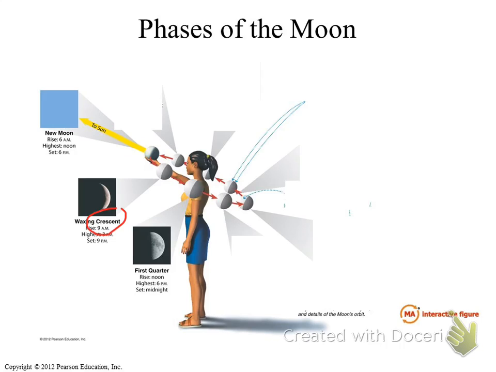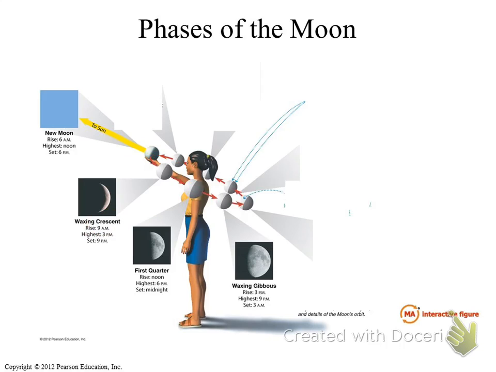The other term, and I covered it up, is waxing, if it's getting bigger. So she's right here. Can you see what angle that is between the sun, the earth, and the moon? Right angle, exactly. Our quarters occur at right angles.